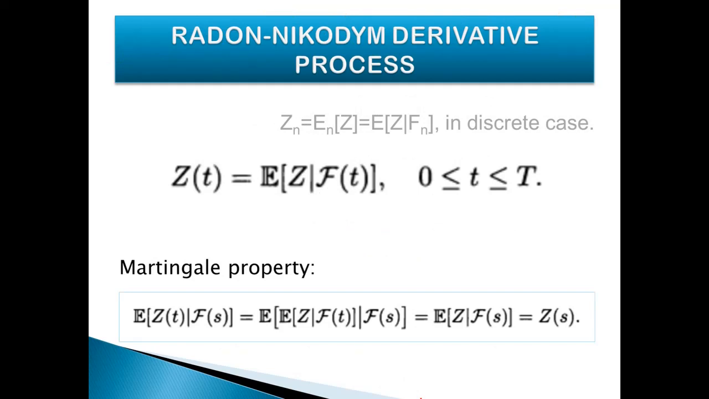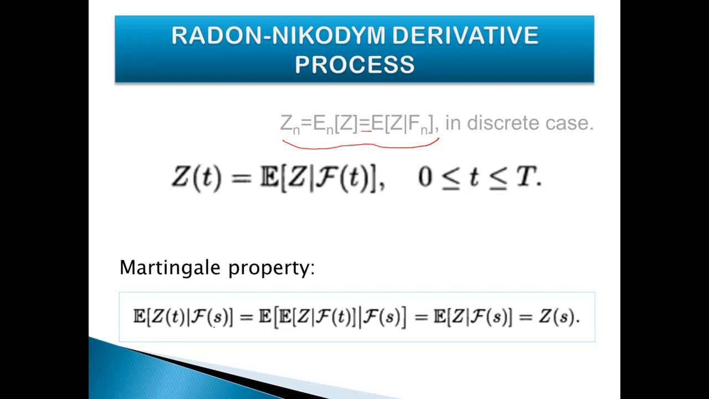If you remember how we defined Zn, Zn is En of Z. We also have En Z is E of Z given Fn. You can say it's an equivalent thing. In the same way, in the continuous case we can define Z of t is E of Z given Ft. We proved that Zn was a martingale. Now in the continuous case we also prove that Zt is a martingale.